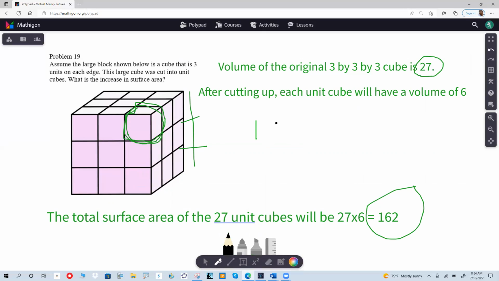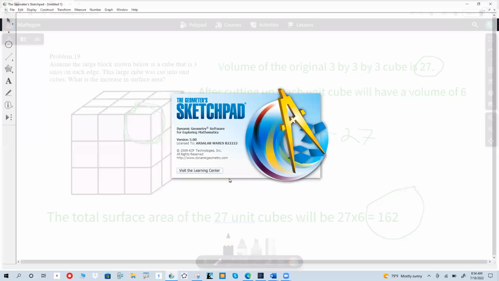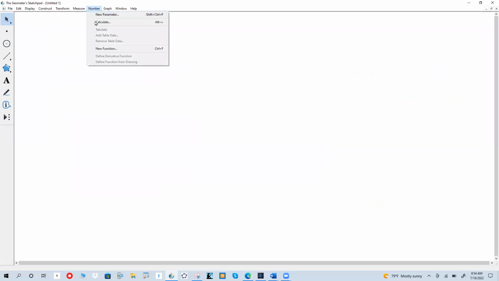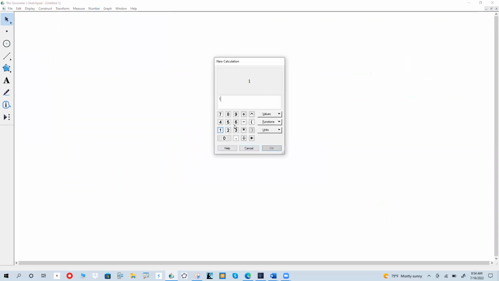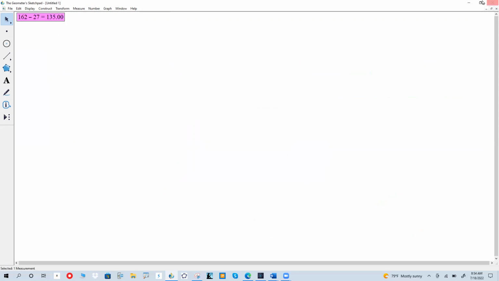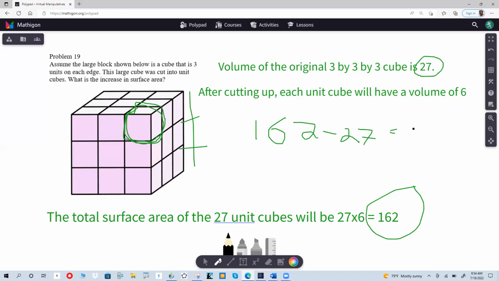162 minus 27. Let's just do it on the calculator. I know it can be done by hand in your head. 162 minus 27. I'm getting 135, and we have to check our answer. That's our answer, 135. What's the increase in surface area? 135 square units. And that's how we're going to write it.